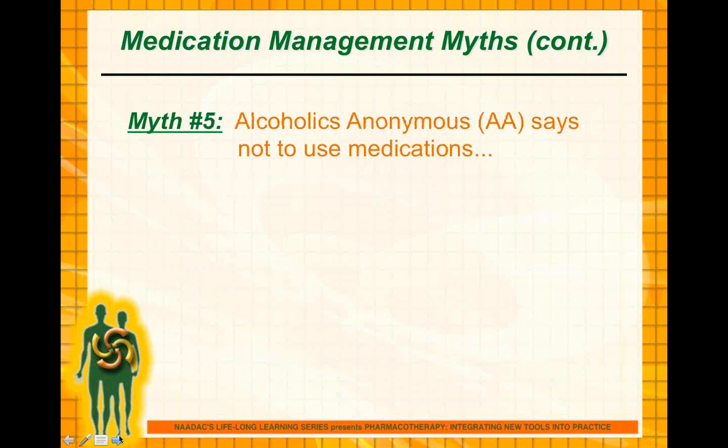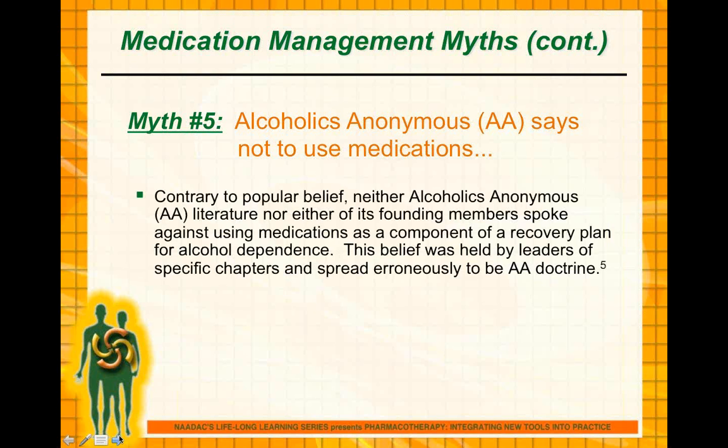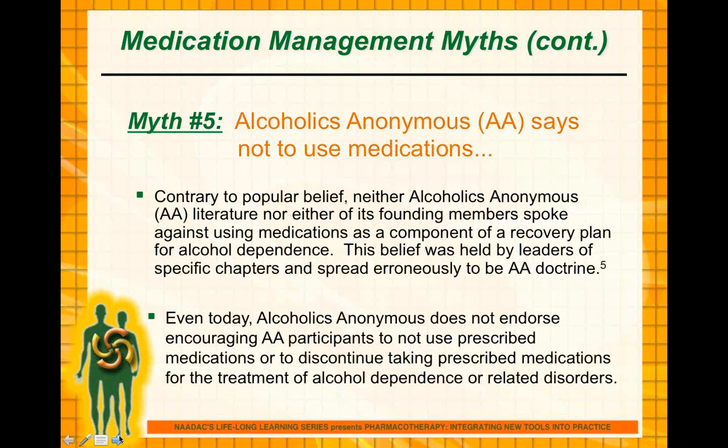So maybe you've also heard this fifth myth, which is Alcoholics Anonymous says not to use medications. This is, again, one of those things that has just been brought forward in popular belief. And the fact is, neither Alcoholics Anonymous literature nor any of its founding members spoke against using medications as a component of a recovery plan for alcohol dependence. This is something that was really held by leaders of specific chapters, and then it was spread erroneously to be AA doctrine. There is not one single bit of literature that you can find. It's not in the Big Book. It's not on their website. It's not in their pamphlets.